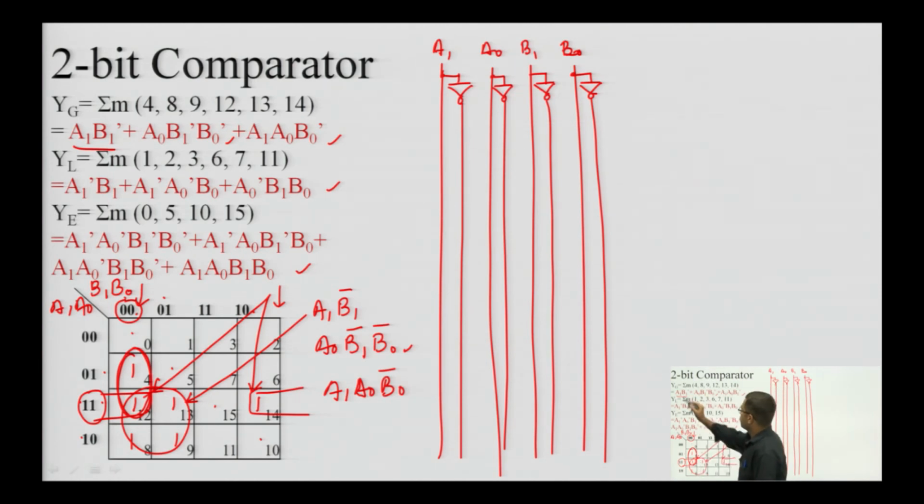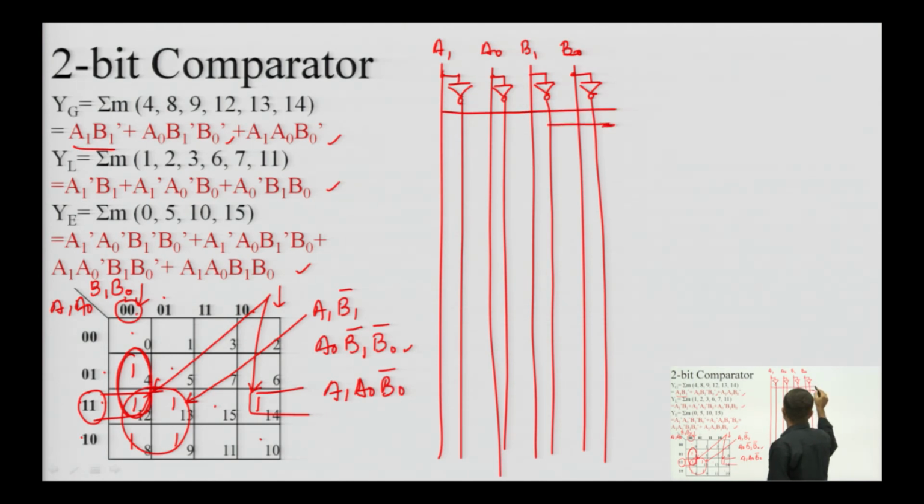So, let us generate the first one, A 1 B 1 complement. So, this is A 1 and this is B 1 complement. Then A naught B 1 complement B naught complement. We have to mark these dots here to indicate there are connections here. Then the third product is A 1 A naught B naught complement. So, this is A 1, this is A naught and this is B naught complement.